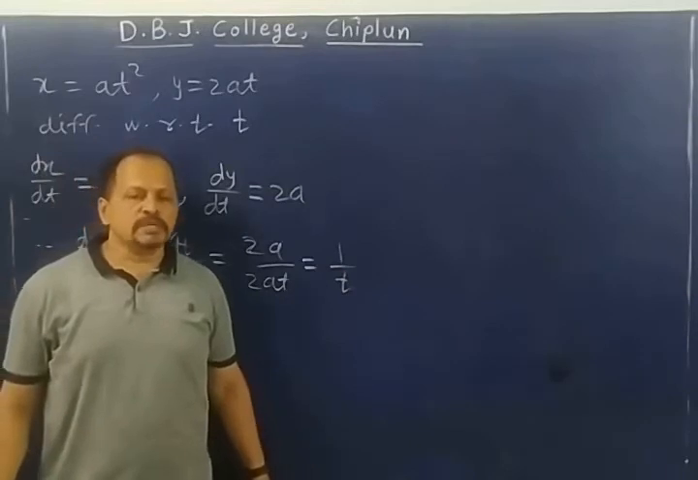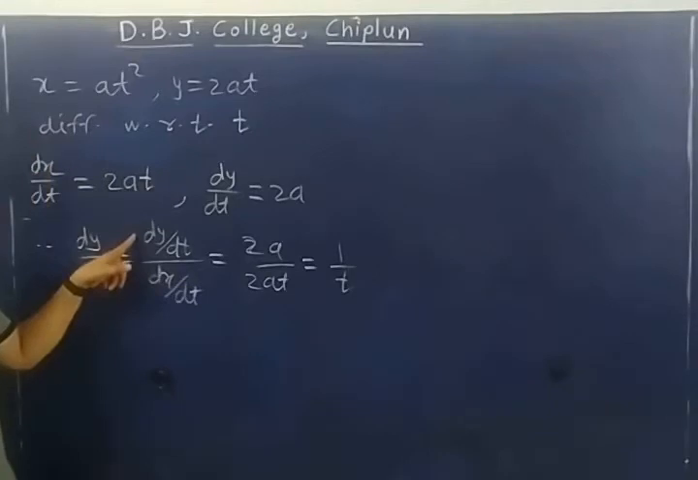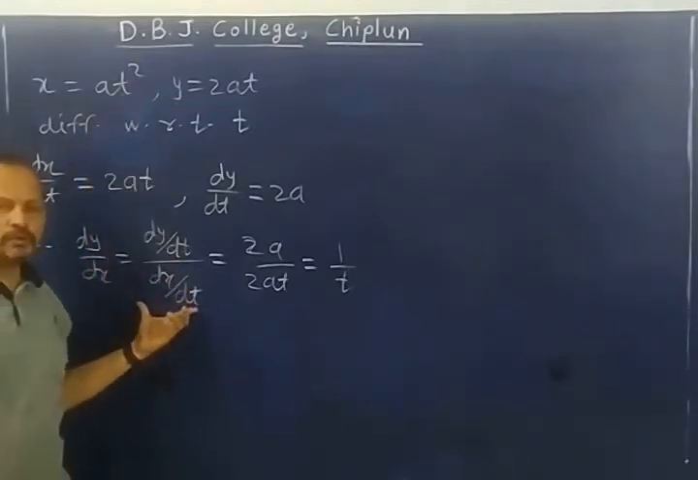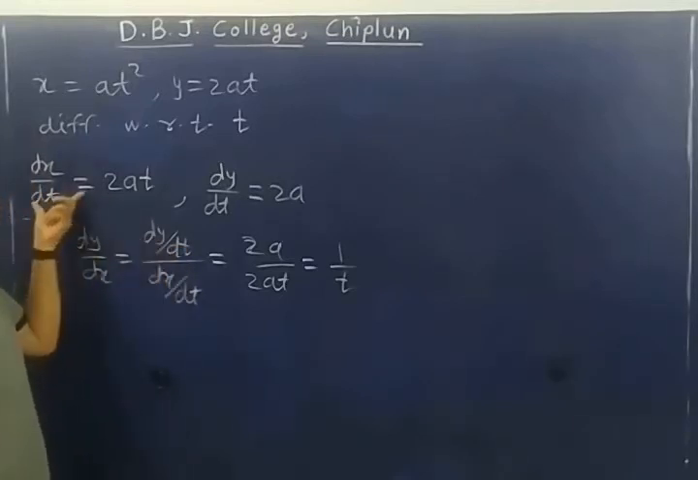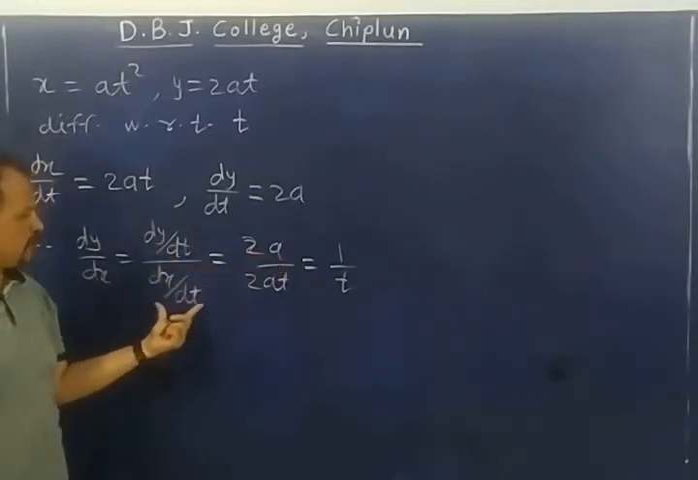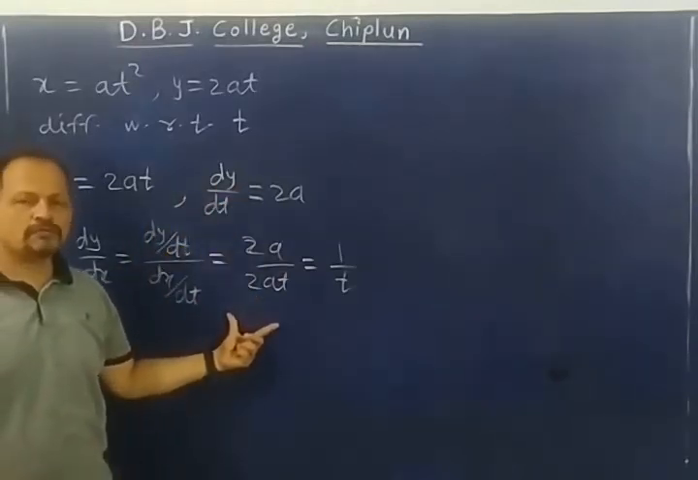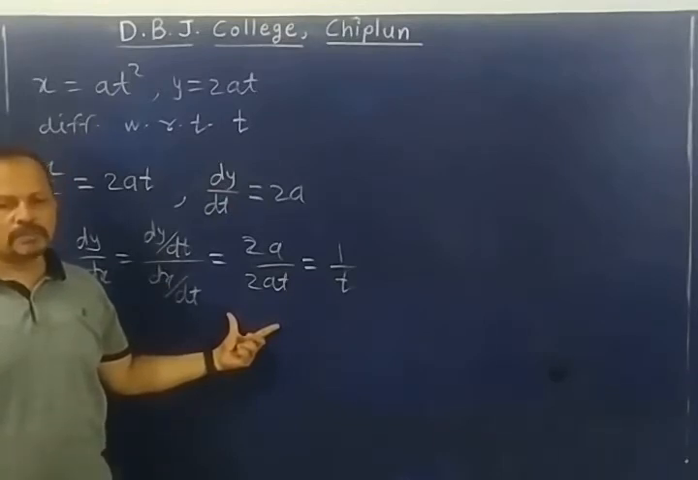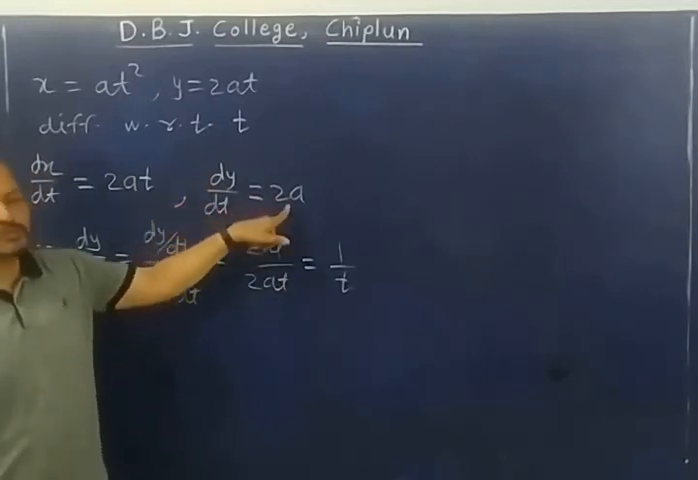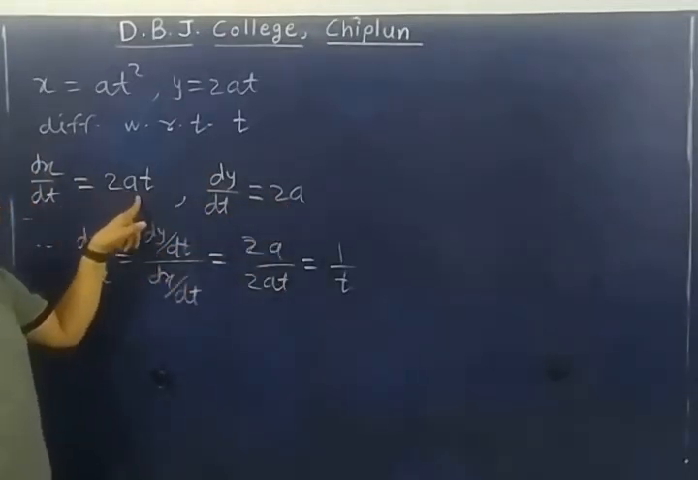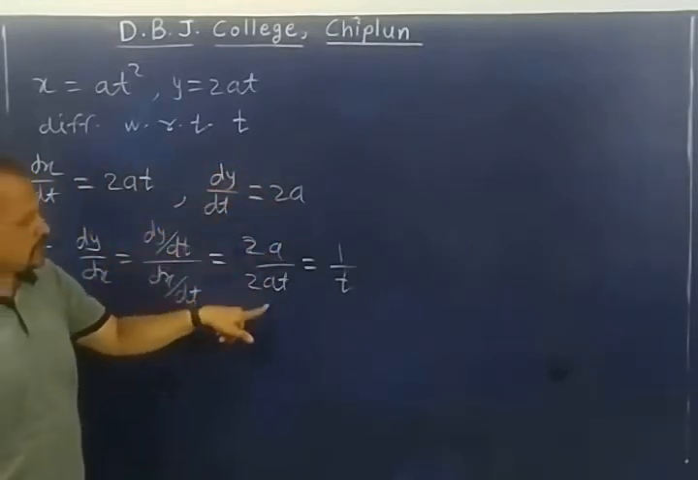Now one common mistake that students make in the examination: dy by dt, dx by dt, till this point they do correctly. But afterwards, in place of dy by dt, they write dx by dt, and in place of dx by dt, they write dy by dt. This is by mistake in the hurry of the examination. Sometimes we make the opposite thing. dy by dt is 2a, dx by dt is 2at. So dy by dt I want in the numerator, dx by dt I want in the denominator.